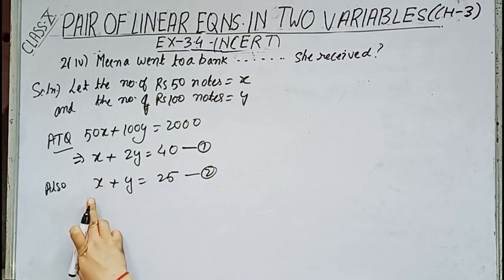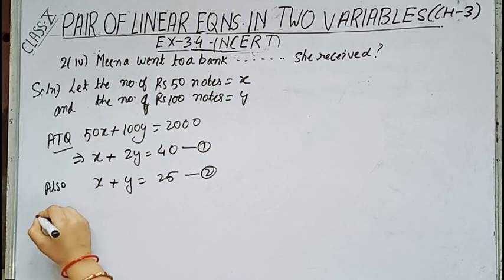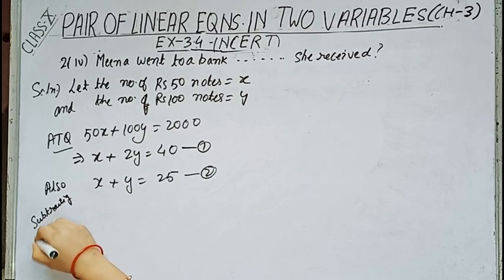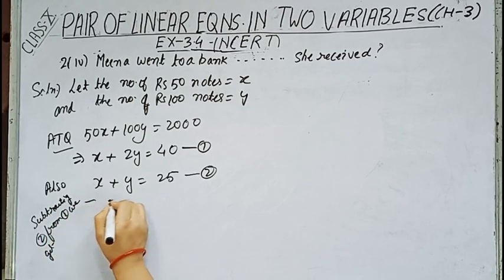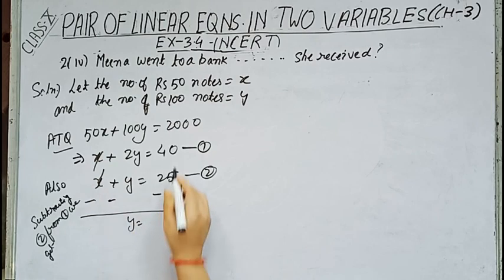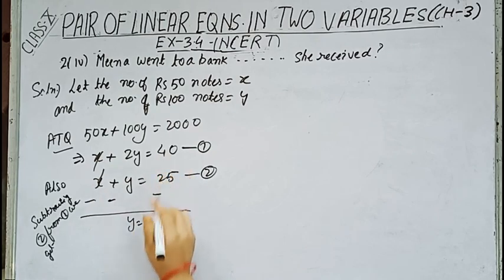Now since the coefficient of x is the same, we will simply subtract. So subtracting 2 from 1, we get minus, minus, minus. These two will be cancelled. So y equals 40 minus 25 is 15, 2 minus 1 is 1.